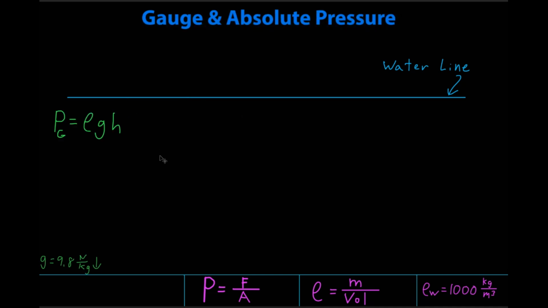And now let's talk about the actual difference between gauge and absolute pressure. So what we just did was gauge pressure. Here's what that means. That means that is the pressure at depth relative to the pressure at the water's surface. Because the truth is, you are under pressure right now.